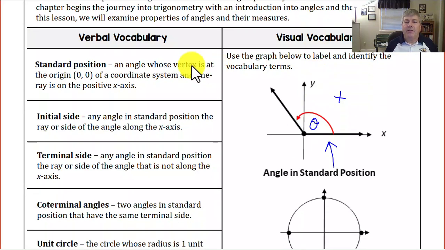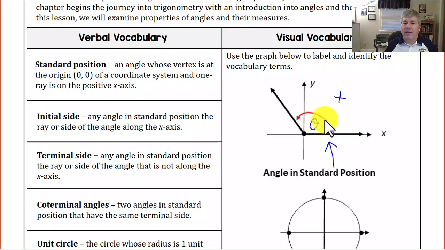The standard position of an angle is an angle whose vertex is at the origin. Think the origin of the coordinate plane. And one ray is on the positive x-axis. So on the right-hand side here, we would see that this angle theta, with a rotation indicated by this red arrow, is in standard position. We've got one ray on the positive x-axis and a second ray extending out from the origin, creating that particular angle.